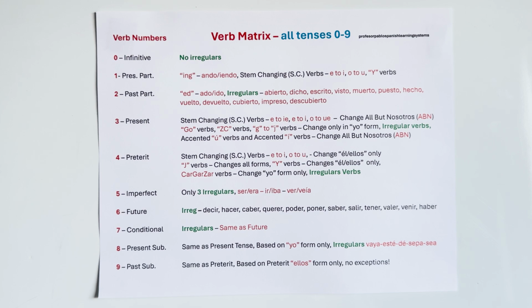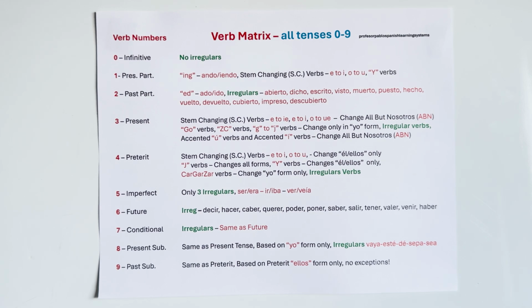Okay, servir, right? It changes in all but nosotros. Sirvo, I serve. Sirves, sirve, and sirven. But the we form is like the infinitive. Servimos. Okay? Seguir, to follow. Sigo, sigue, sigue. Seguimos, siguen. So the E to I stem change, there aren't that many. Pedir, to ask for something. Pido, pides, pide. Pedimos, piden. The E, just like the E to IE, the E to I changes in all but nosotros.